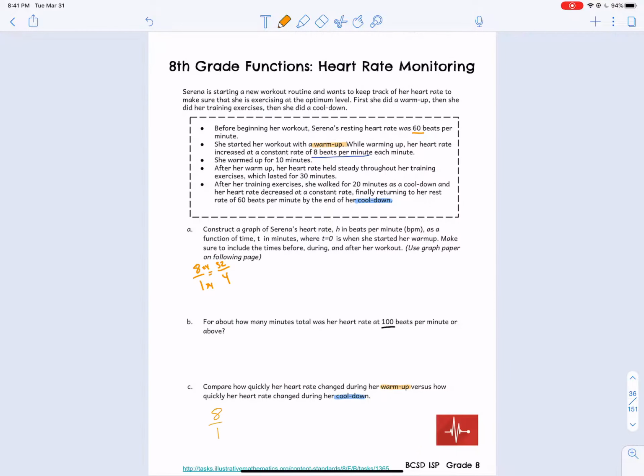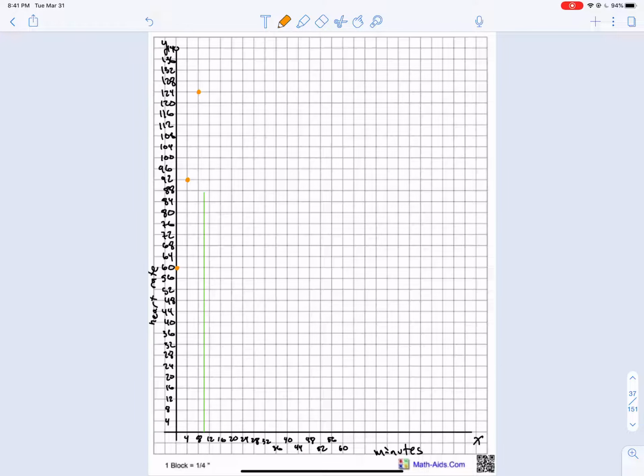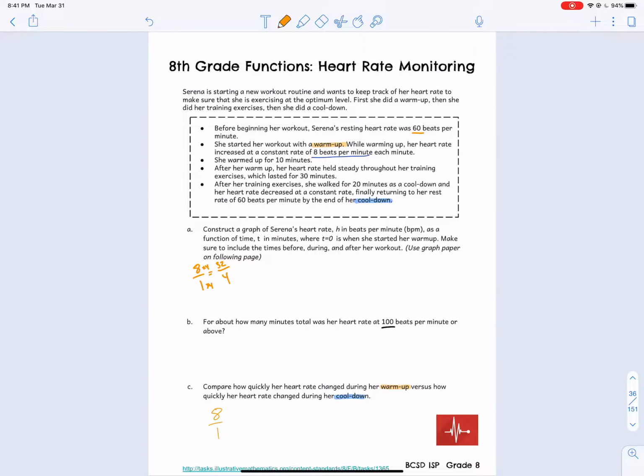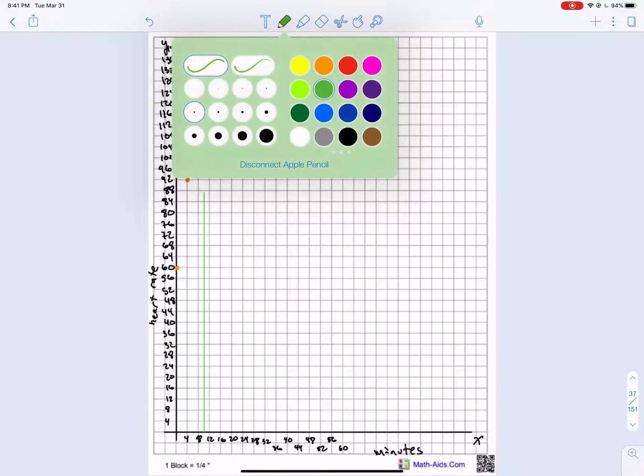Okay. For 10 minutes. So that's halfway. So now I just want to go half of a box, which is 2. Okay, so 8 over 1 is the same as 16 over 2. So I'm going to go up 16 and then over to that. Maybe I need to extend that green line a little bit.